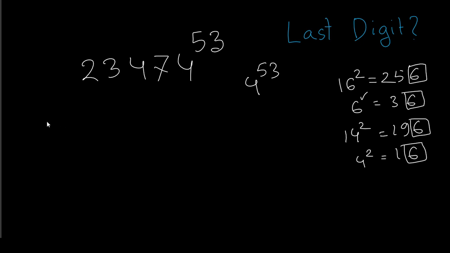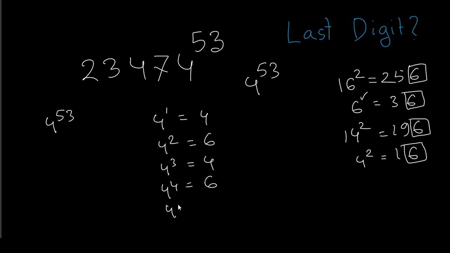Now for finding the last digit of 4 to the power 53, we have to work with some examples. Like 4 to the power 1, the last digit is 4. 4 to the power 2 is 16, so the last digit is 6. 4 to the power 3 is 64, then the last digit is 4. Then again 4 to the power 4 is 256, then the last digit is 6.